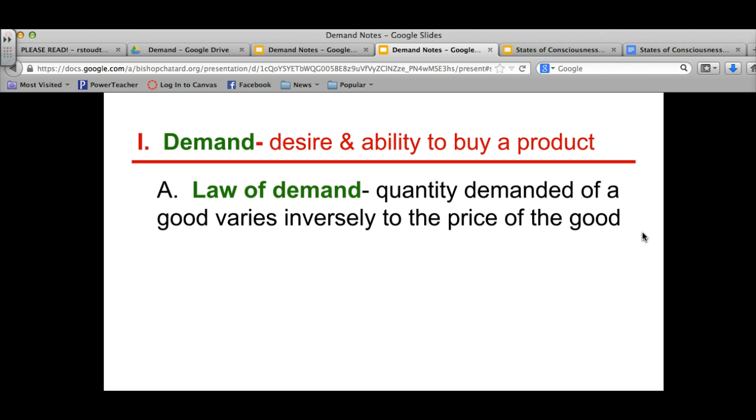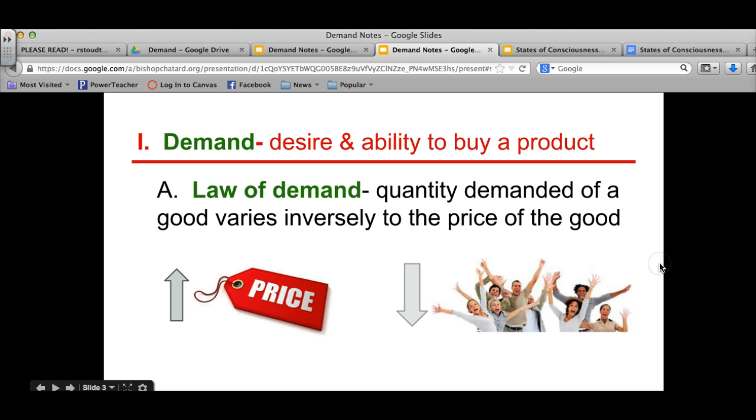So what that means is that when we see the price of a product going up, okay, the price of the product is going up. They're increasing the price of something. What happens to the demand? It's going to go down. Yeah, you have all these lovely people that are saying, no, thank you. So with the law of demand, price goes up, quantity demanded goes down.